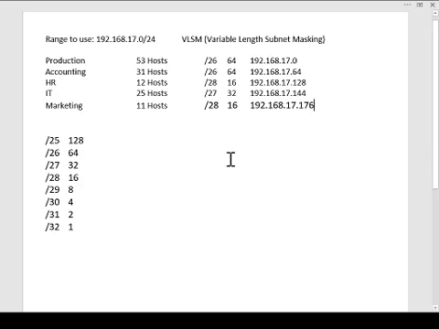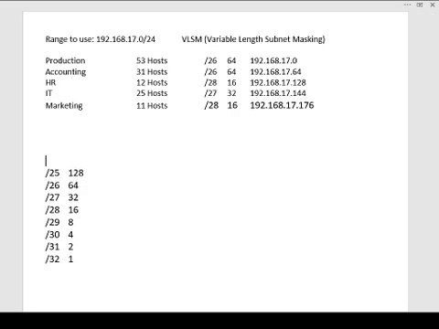192.168.17.192. If you take a break here, pause it, add these together, see what you come up with. I'll tell you what you're going to come up with in a minute. We're still going to need the chart. I can see where we can use this real quick. If you add 64 and 64, you got 128. 16 is 144. 32 is 176, and 16 is 192.